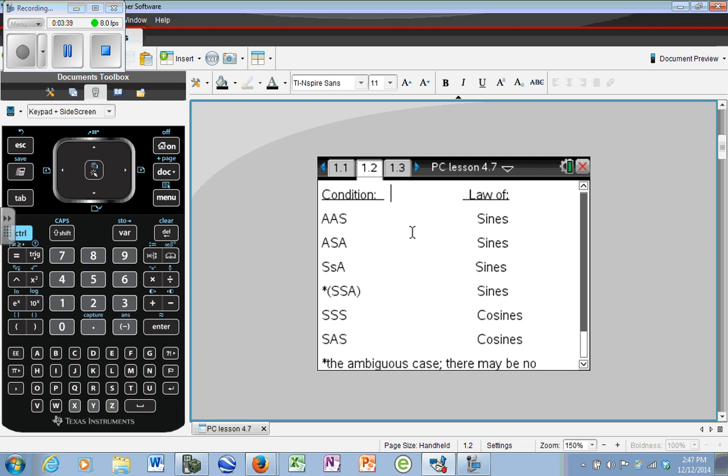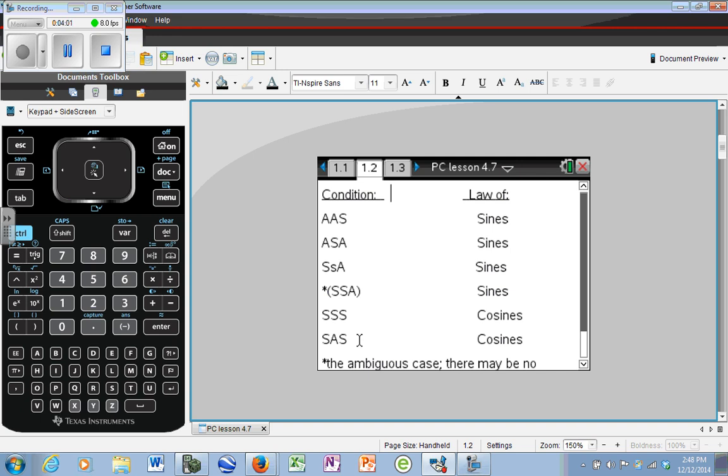Okay, for non-90-degree angle triangles, these are the conditions that you're looking for. And if it's these first ones here, these first four, then you're going to be using the law of sines. Side, side, side, and side, angle, side, law of cosines. If you need to, go ahead and pause me right now and write down that little chart in your notes.